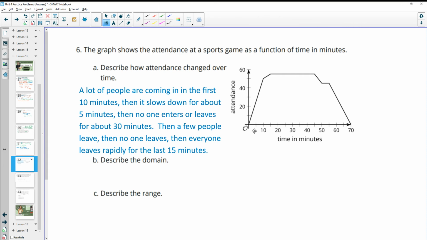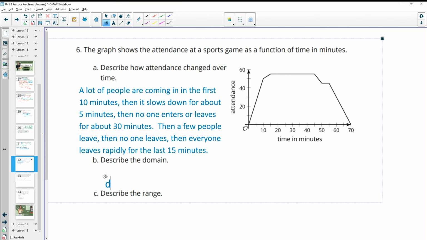have, you know, a lot of people coming in at the start. It levels out a little bit, but still people are coming in. Then nobody's coming in. Then a few people leave, nobody leaves or enters. And then, you know, at the end of the game, everybody's leaving pretty quickly.